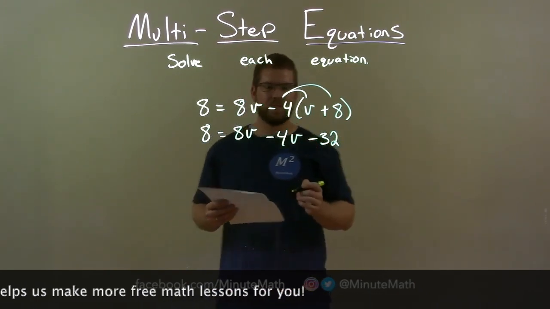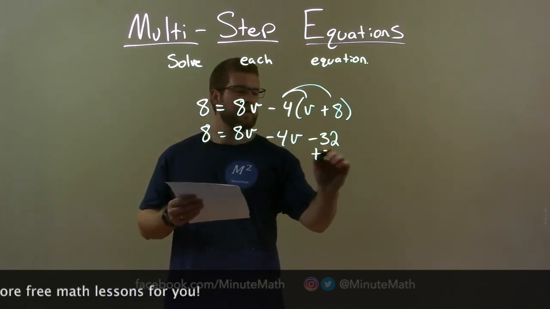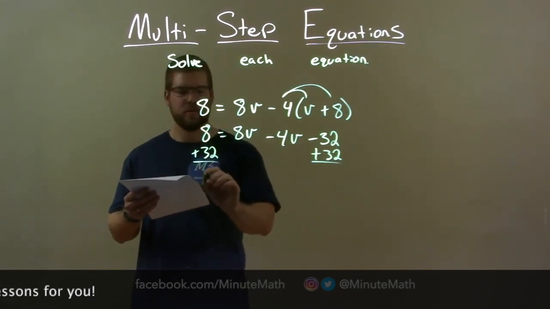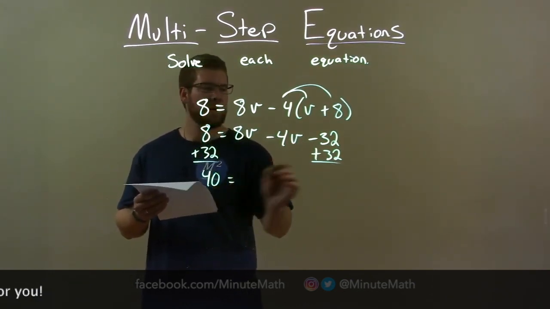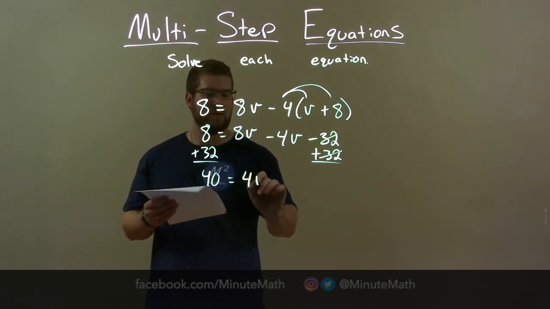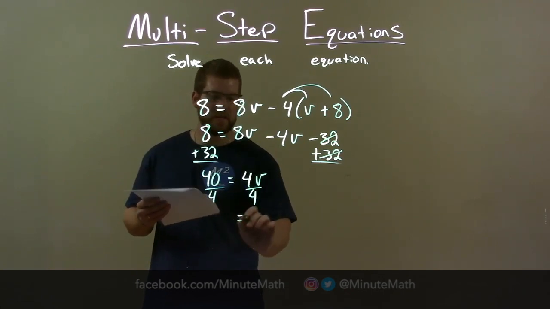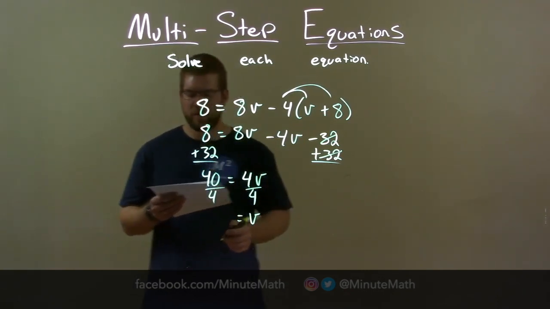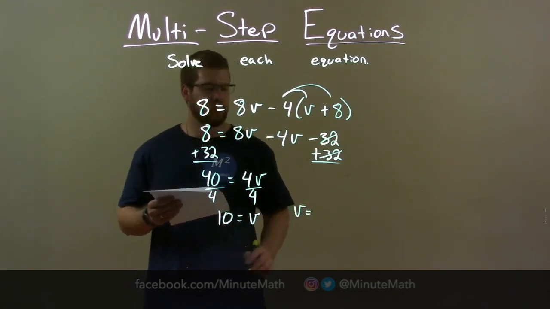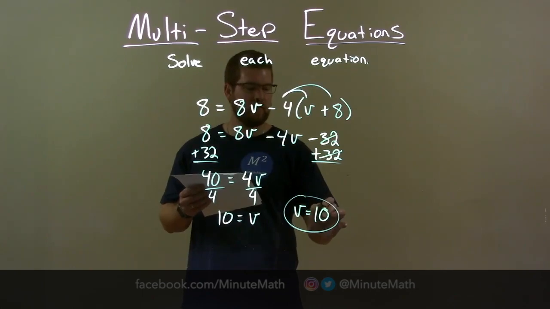Don't forget that. Alright? Now we're going to combine our like terms, so I'm going to add a 32 to both sides. 8 plus 32 is 40. Alright, 32 is canceled there. Now 8v minus 4v is just 4v. I now can divide both sides by 4. Leave me v by itself. 40 divided by 4 is 10. Could rewrite this to have v come first, so v equals 10. And there we have our final answer.